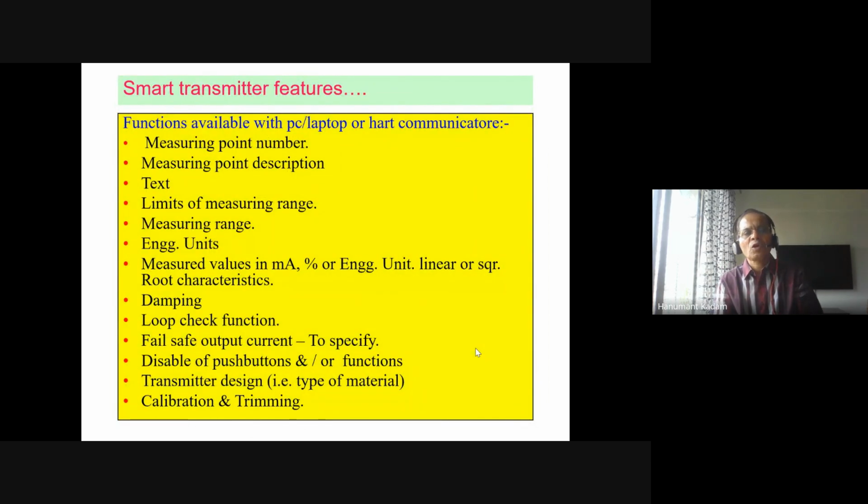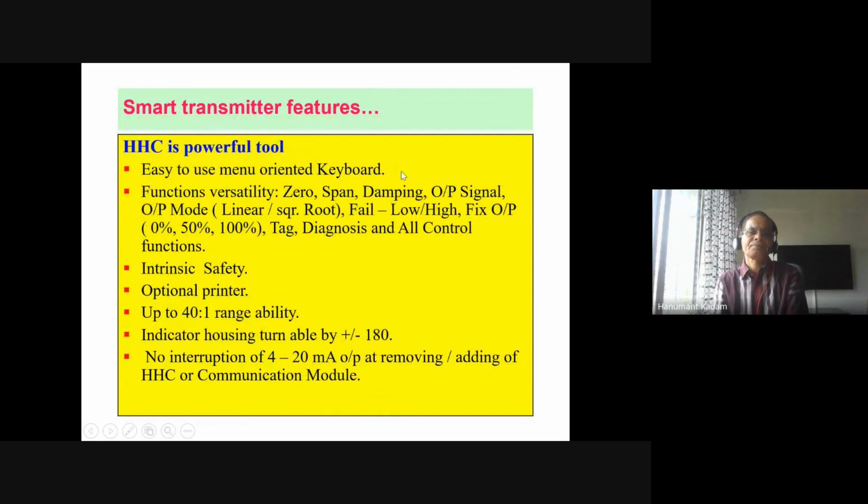So with a smart transmitter or HART transmitter, we can have functions available with your PC or laptop or HART communicator. Measuring point number, you will get a tag number. Measuring point description of the line, limits of measurements, measuring range, engineering units, measured values in milliampere or in percentage or in engineering unit, linear or square root extractor, damping. So many features you can check, because that information is available with a HART transmitter.